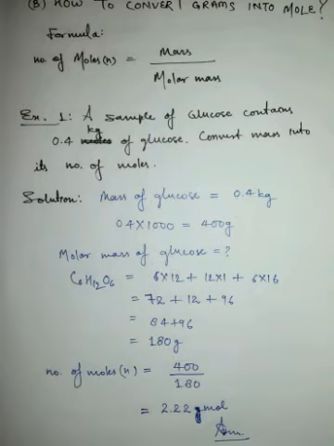Now put the values in the formula. Mass is equal to again moles into molar mass. So 2.5 is the number of moles and 40 is the molar mass. Multiply them, you will get 100 gram. So the student will weigh 100 gram of sodium hydroxide in the laboratory for the experiment.